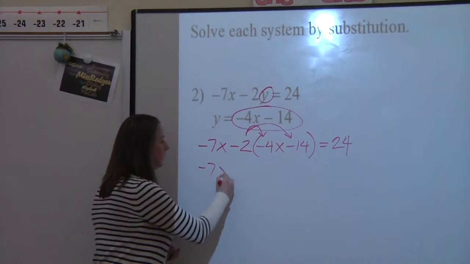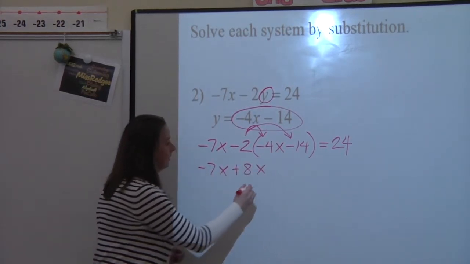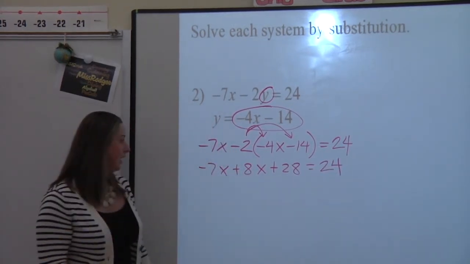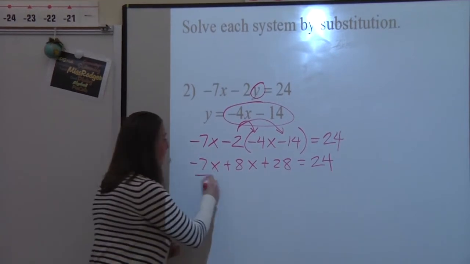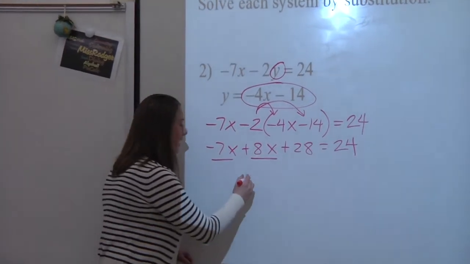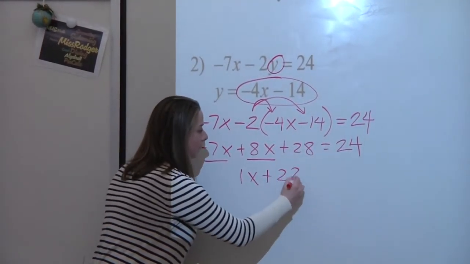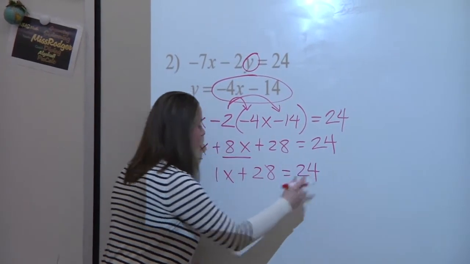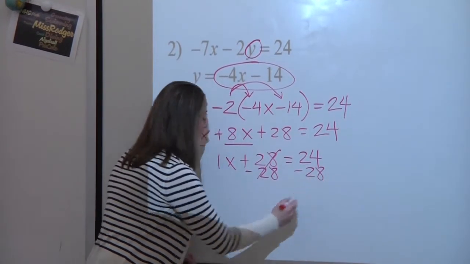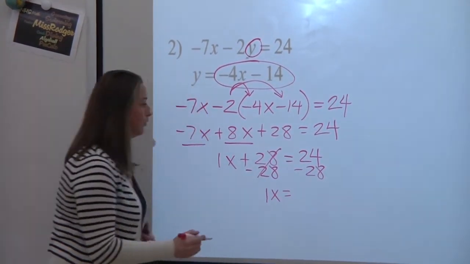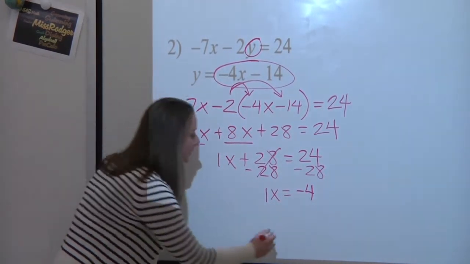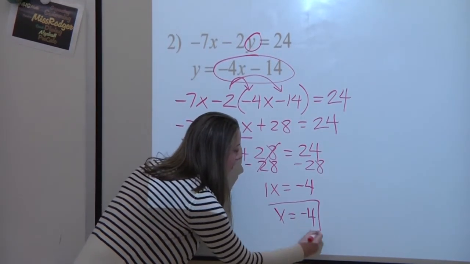So negative 7x plus 8x plus 28 equals 24. I have some like terms. Negative 7x and 8x are my like terms, so I'm going to combine those together and get a 1x. I have a two-step problem. I'm going to subtract 28 from both sides. And x equals negative 4.